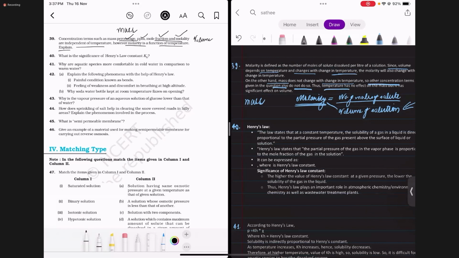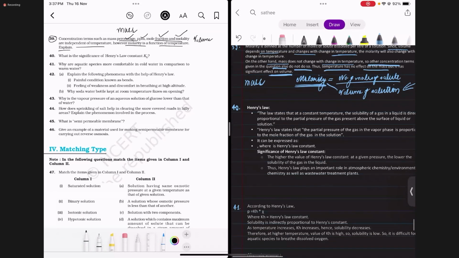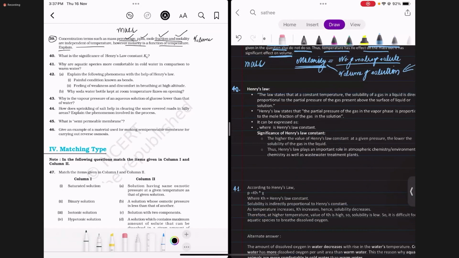The temperature has no effect on the mass, but it has significant effect on volume. So since temperature has an effect on volume, it will have an effect on molarity, and that is why molarity is a function of temperature, because volume is dependent upon temperature. Now we come to question number 40.